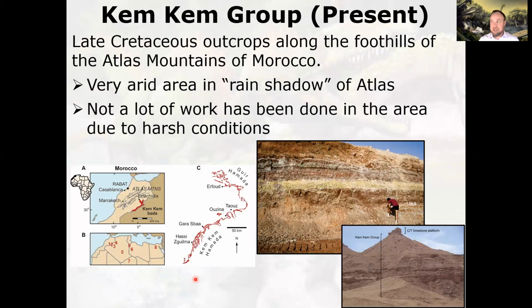Now moving into the Chemcam group. So the Chemcam group outcrops in modern day Morocco, and it's late Cretaceous in age. So now we're moving towards the end of the Mesozoic, along the foothills of the Atlas Mountains. So the Atlas Mountains are here, again, sort of a remnant of the collision to make Pangea. The Chemcam beds outcrop here in the foothills. Again, you see a pretty arid area here in the rain shadow of the Atlas Mountains. Not really a lot of work's been done in this area because it's just very harsh conditions.